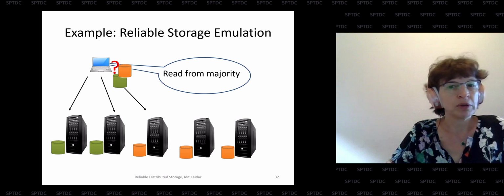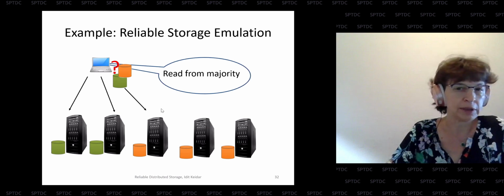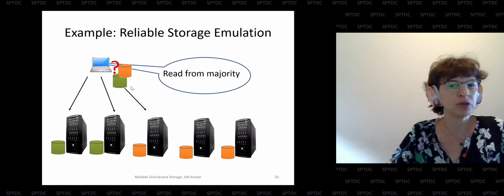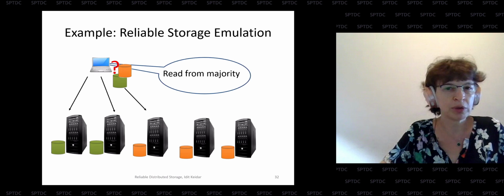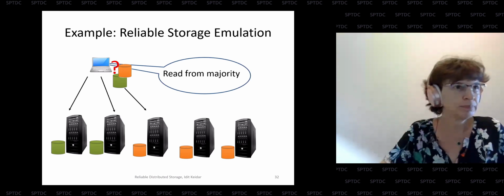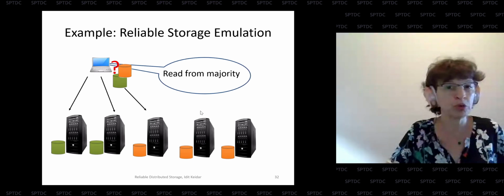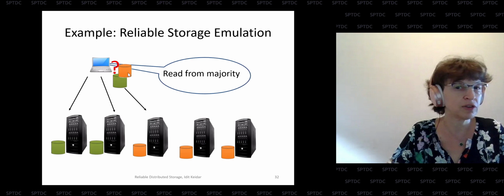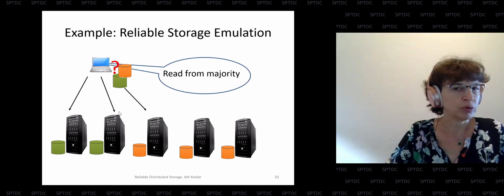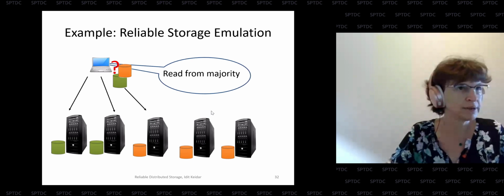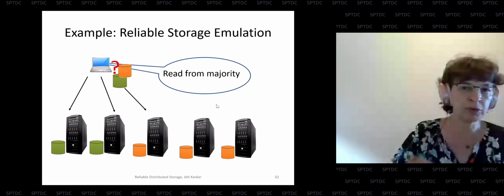Now the reader comes along, and it also reads from a majority, and it can't wait for more. So it reads from n minus f servers, and it reads 1 green copy and 1 orange copy. What can it do now? Which one can it return? By linearizability, it's supposed to return the orange copy because that's the latest write that completed. If it took a majority vote, it would return the green copy because it got 2 greens and 1 orange. So it can't really take a majority vote. It needs to somehow recognize that the orange copy is more up to date.